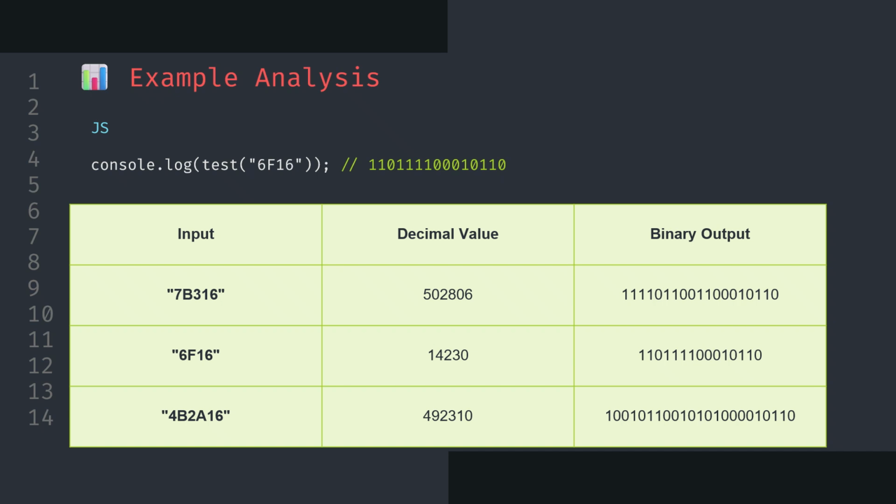Let's test it with a few real inputs. For the first string, 7b316 becomes the binary output. The second, 6f16 becomes the second binary output. And the third string, 4b2a16, becomes the third and final binary output. Each of these conversions shows how powerful JavaScript's number methods are when it comes to handling different bases.